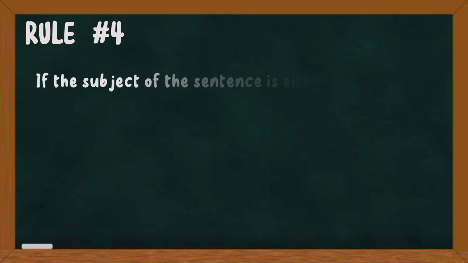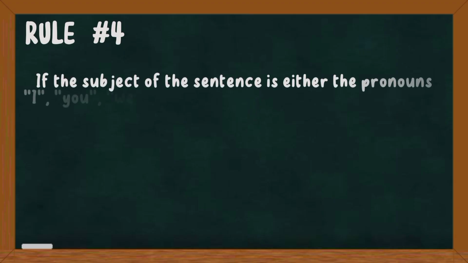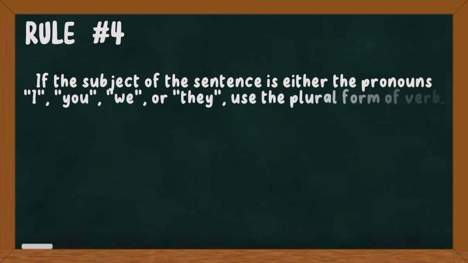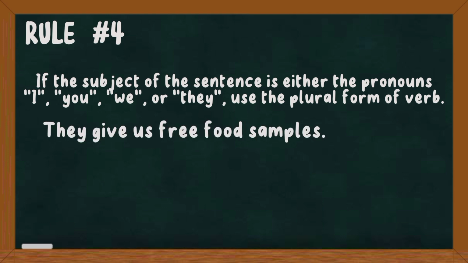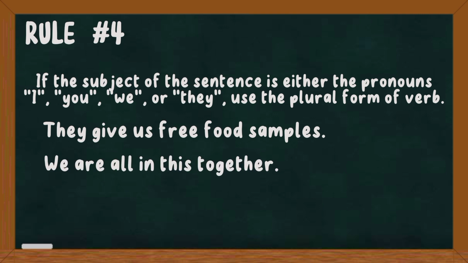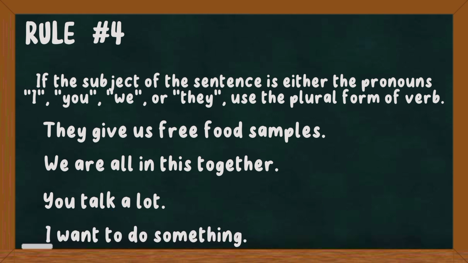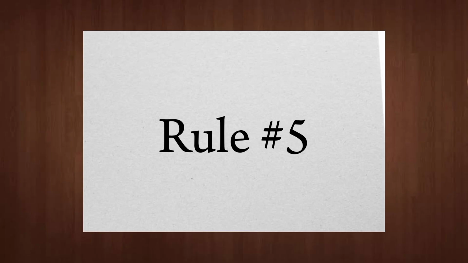Rule number 4. If the subject of the sentence is either the pronouns I, you, we, or they, use the plural form of verb. Like, they give us free food samples. Give is in plural form. We are all in this together. Plural form. You talk a lot. Plural form. I want to do something. Plural form.